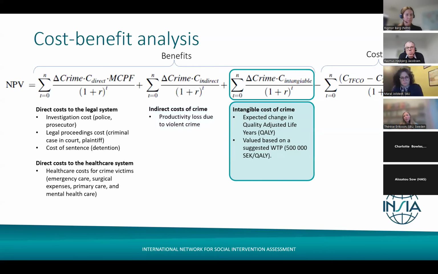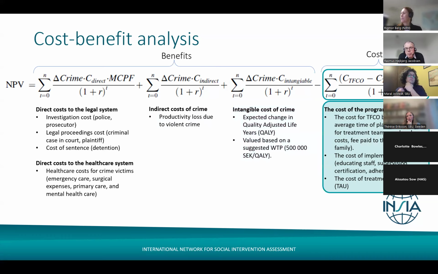And then they also calculate the intangible cost of a crime. They have looked at the expected change in quality adjusted life years and have applied a willingness to pay of 500,000 Swedish kronor per QALY. I will get back to what a QALY is, but maybe most of you are familiar with that, quality adjusted life years. This is the considered benefit, because they assume that with treatment foster care, the crime rate will decrease. So this will be the positive side of the equation.